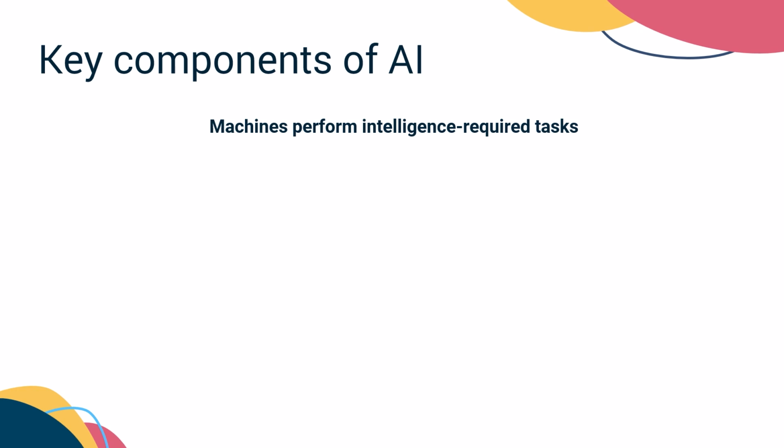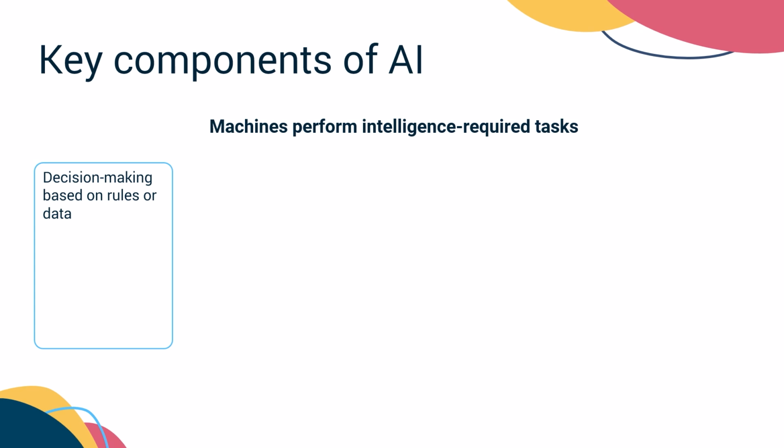One essential element of AI is decision-making, which involves making choices based on a set of rules or available data. Another important component is learning from data, also known as machine learning. This process teaches the system to identify patterns in large amounts of information and use those patterns to make predictions or improve its performance over time.